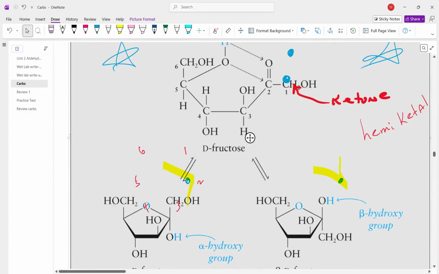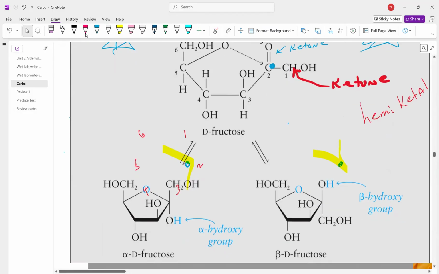So it opens up to this here, and this is the ketone. Oh, I already have an arrow there. But this is the anomeric carbon here. The thing shifted over in its place. So when this opens up, it opens up from a hemiketal, not a hemiacetal, because it opens up to a ketone.